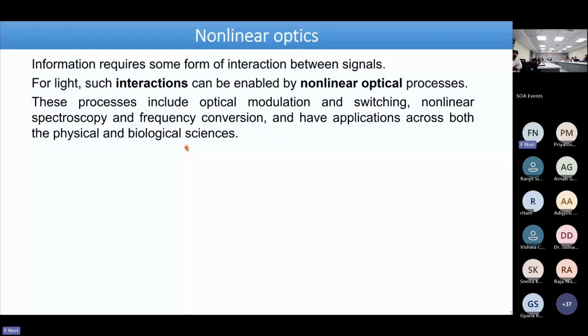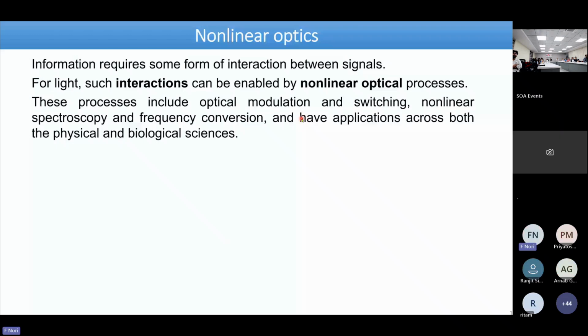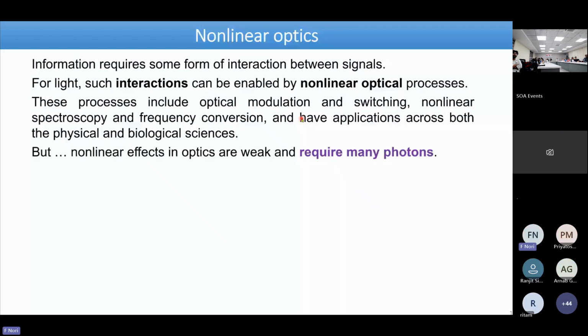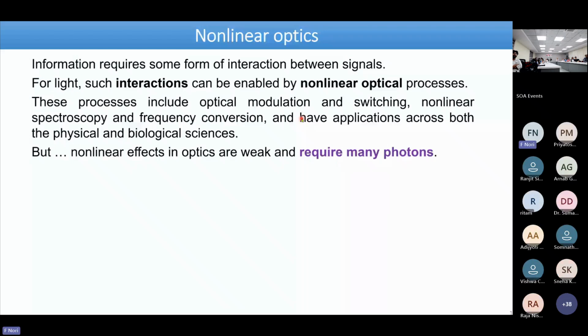So the goal is to be able to achieve optical modulation, optical switching, nonlinear spectroscopy. This is not quantum computing, but it is very, very important. There are many industries which are actually doing important work, like telecommunications. The problem is these nonlinear effects in optics are weak and require many photons. This is a big, big problem.